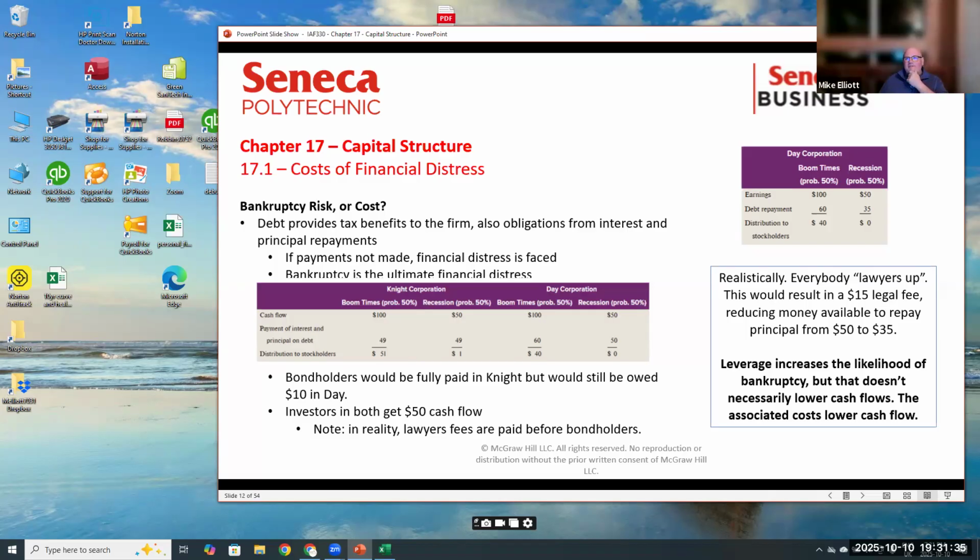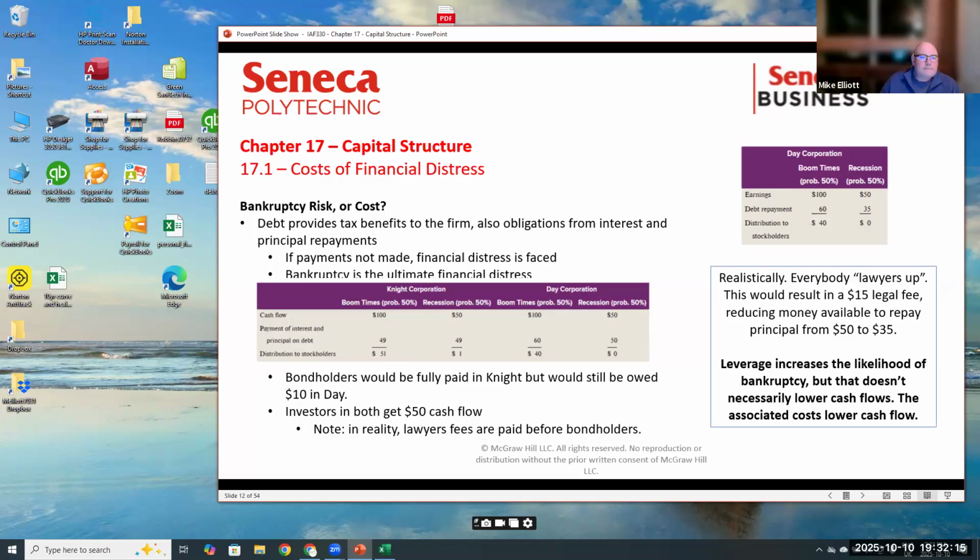I am talking about a company here that I have not mentioned before. Oh, Knight Corporation and Day Corporation. Sorry, we have two corporations, Knight Corporation and Day Corporation. They both face the same economic realities, and that is we have a 50% probability of a boom and a 50% probability of a recession. In the case of a boom, they both have cash flows of $100. In the case of a recession, they both have cash flows of $50.